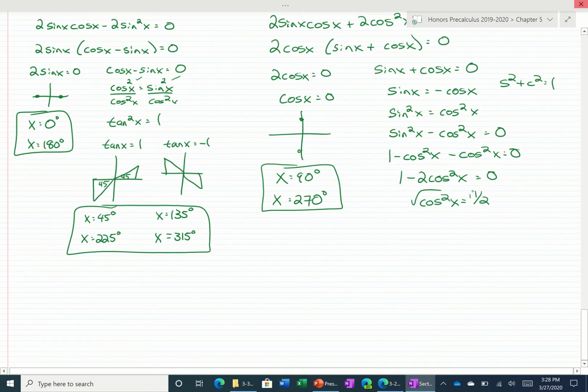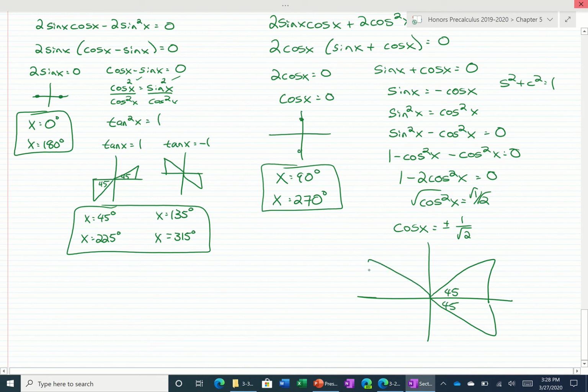Finishing this, if you take the square root of both sides, we get the cosine of x is equal to plus or minus 1 over root 2, which we get from 45 degrees. Cosine would be positive in these quadrants. Cosine would be negative in these quadrants.